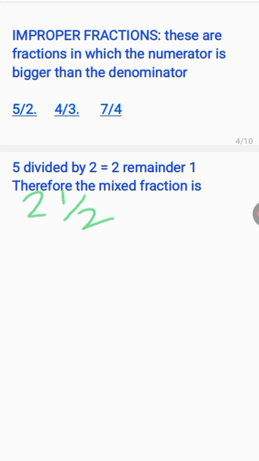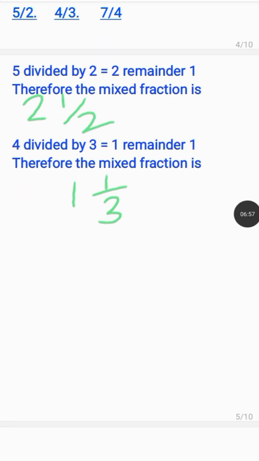Now let us look at another example. Convert 4 over 3 into the mixed fraction. 4 divided by 3 is 1 remainder 1. Therefore, the mixed fraction is 1 whole number 1 over 3.